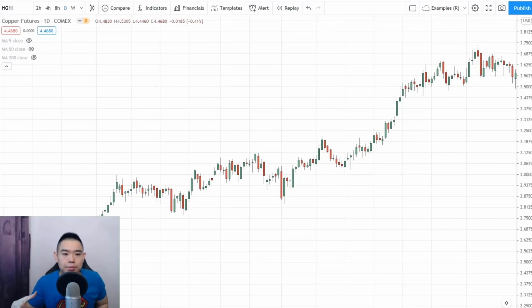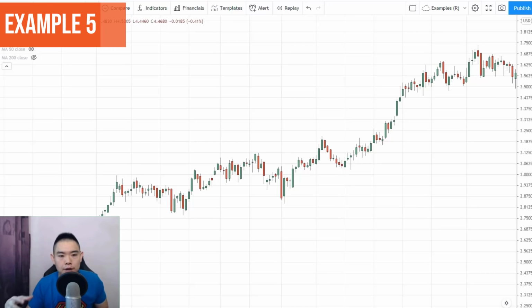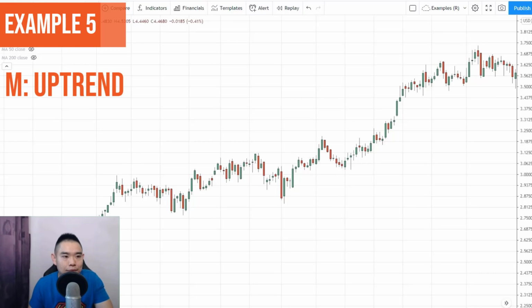Okay, so another example. This one here is the trade of copper. So I want to say the May formula, but you probably get sick and tired of Rayner May, irritating me. So again, the May formula. And again, let's have a look at this. Market structure, no brainer. This is in an uptrend. Okay, we both get it.